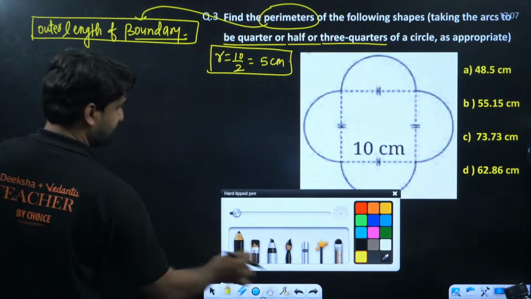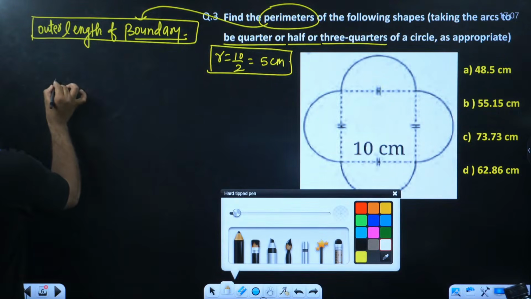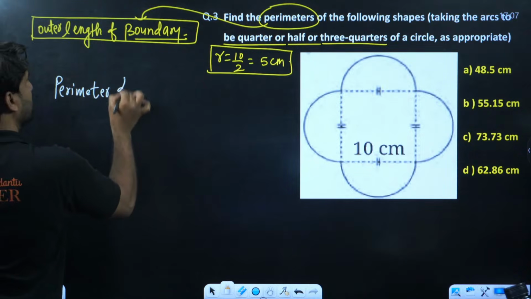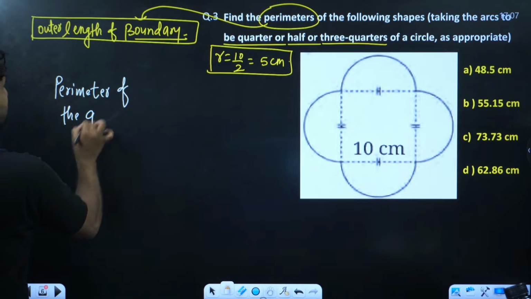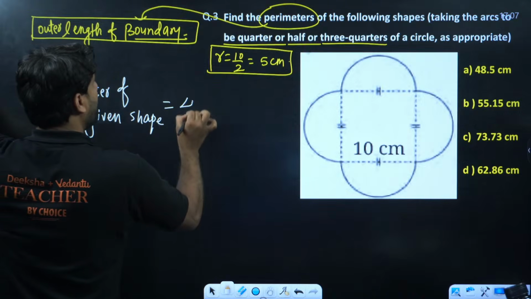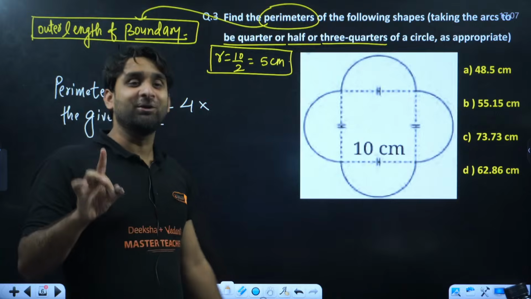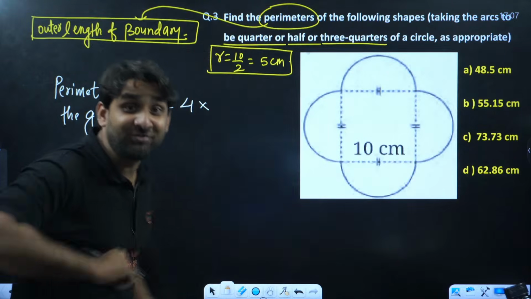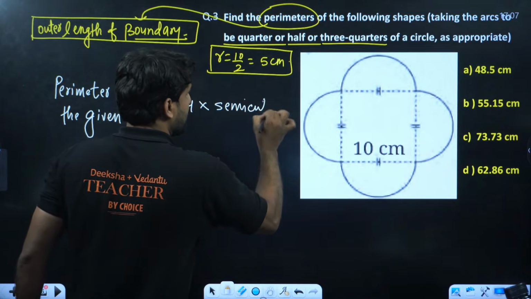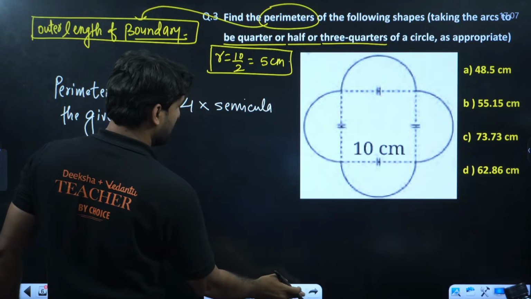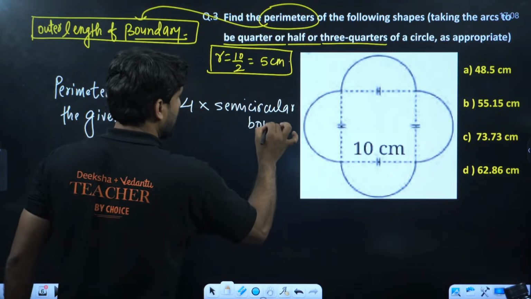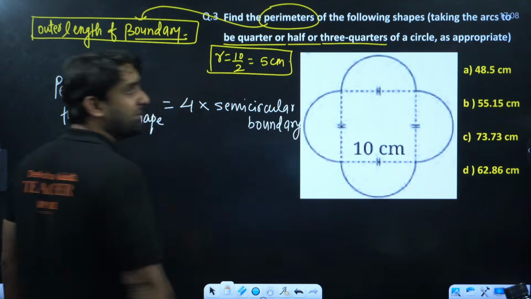Okay, so perimeter of the given shape. What will be the formula? 4 into how many semicircular parts? 4 semicircular parts. So 4 into what? 4 into semicircular boundary.